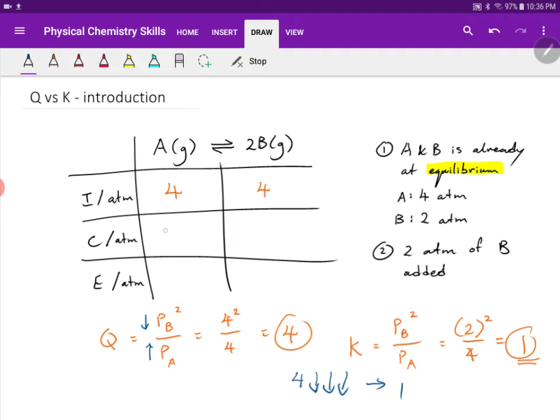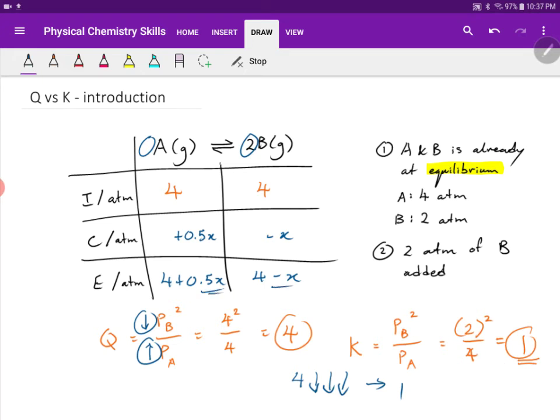So what happens here is during that change, since B goes down, we have 4 minus x over here. We can put 2x, up to you, and then A will go up, so it'll be plus 0.5x because of the ratio 2 is to 1 over here. So the equilibrium will be 4 plus 0.5x for A, and this will be 4 minus x over here. So using this, we will be able to solve for our value of x.